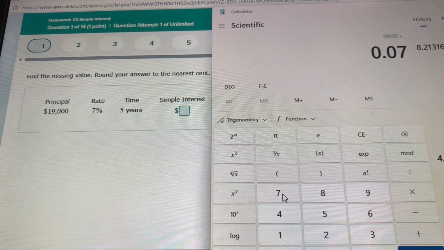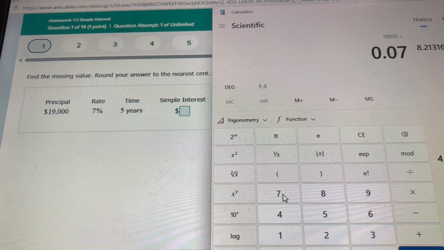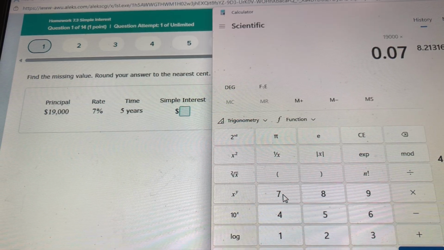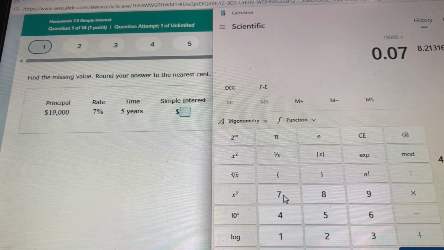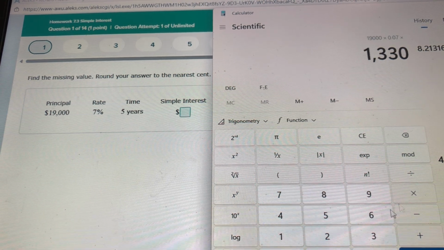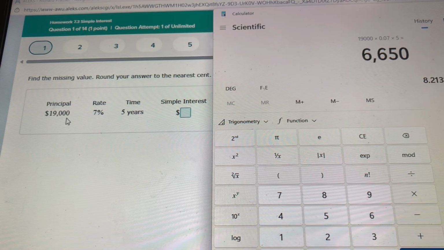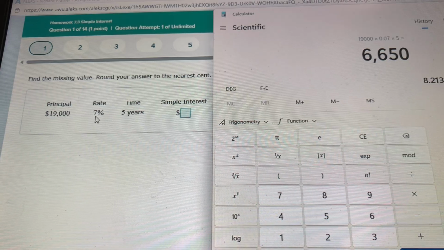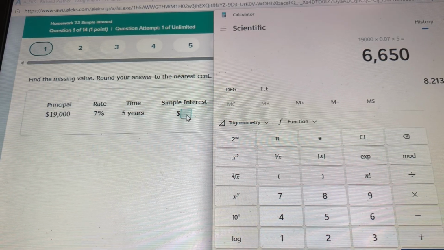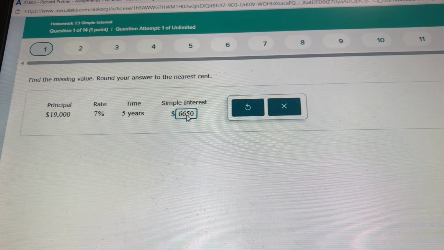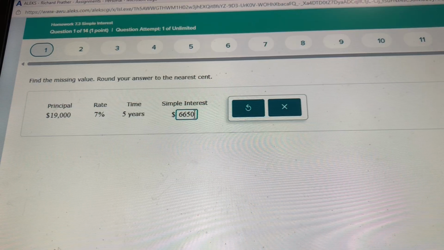7% is very commonly mixed up with 70% by students, and they don't know which one's 0.7 or which one's 0.07, but 7% is 0.07. And then the time is in years, so I just multiply by the time. So if you borrow $19,000 for 5 years at 7%, you'll owe $6,650 on top of the money that you borrowed. Or if you're the investor, you'll get your money back, and you'll get this. This is your profit for loaning the money to somebody.